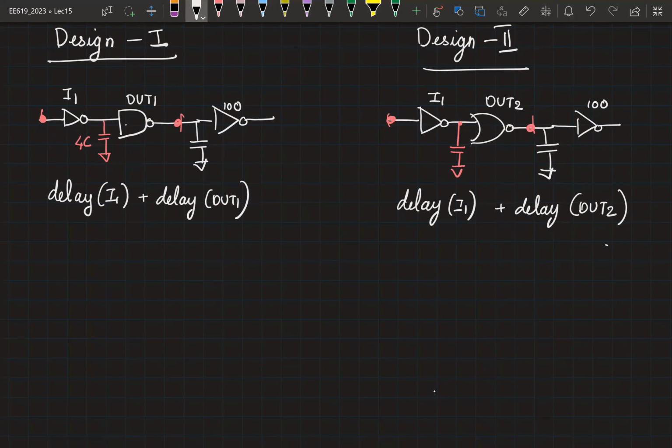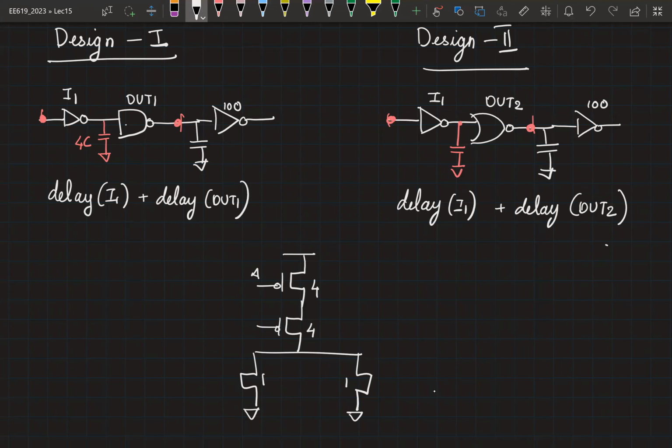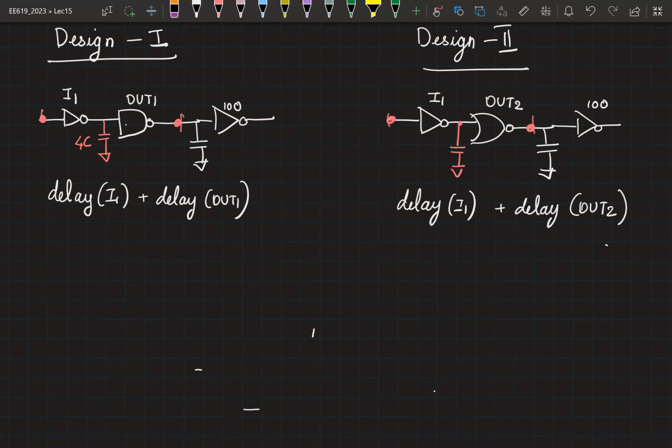Let's quickly check. So these are sized at 1. This is sized at 4. So this is A and this is A. What is the input capacitance? 5. So now this is offering 5C. Okay? And both of them have the same resistance R.